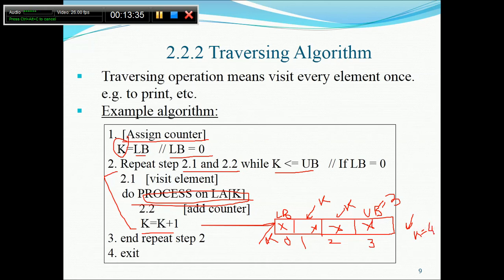Yes or no? Okay. Once it is more than the upper bound, obviously it will not execute step number 2. This step is not going to execute. So end the repeat of step 2 and exit. That is the idea. So that is the traversal algorithm.